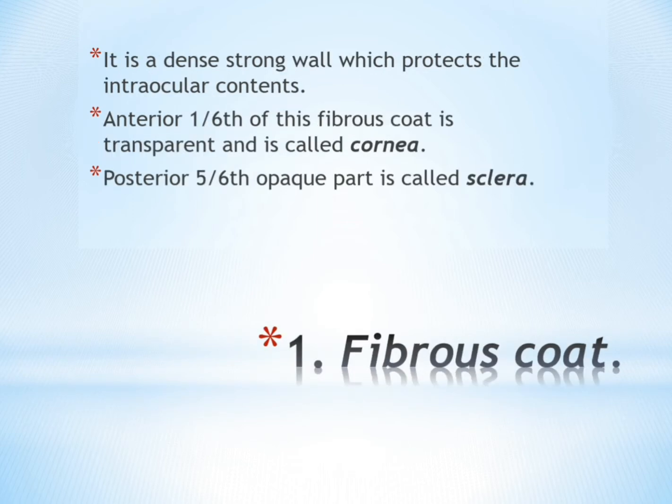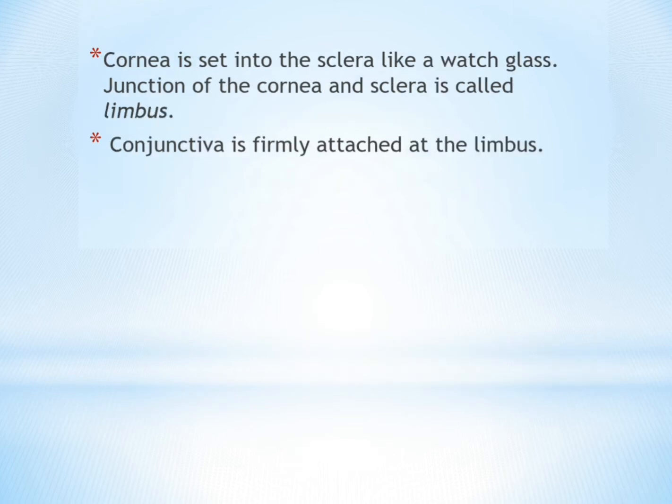So let's talk about the outer coat, which is also known as the fibrous coat. The fibrous coat is a dense, strong wall which protects the intraocular contents. Anterior 1/6 of this fibrous coat is transparent and is called cornea, and posterior 5/6 is the opaque part which is called sclera. Cornea is set into the sclera like a watch glass. Junction of the cornea and sclera is called limbus. Conjunctiva is firmly attached at the limbus.